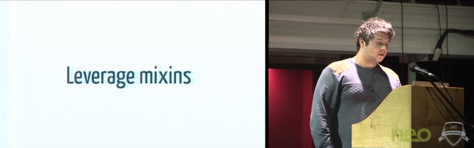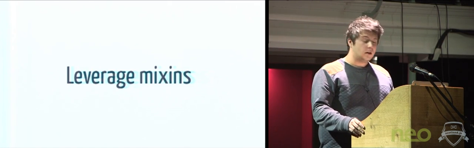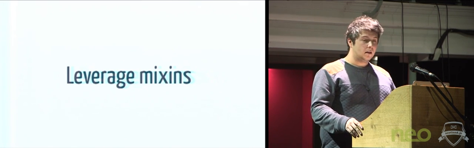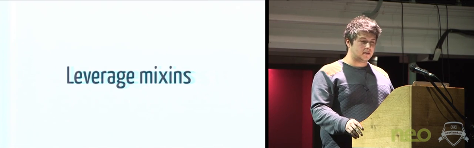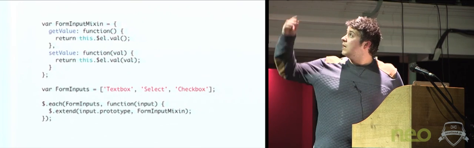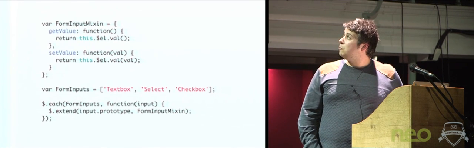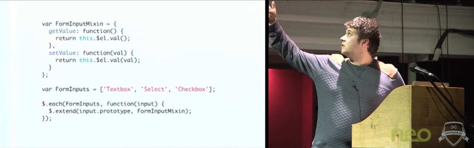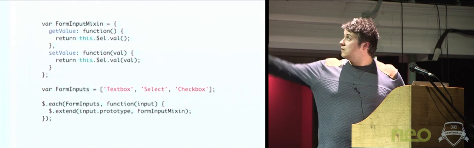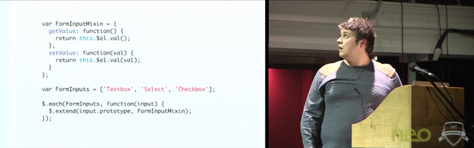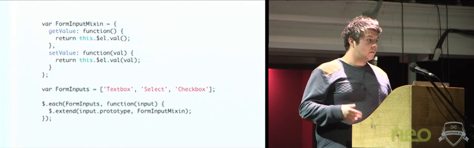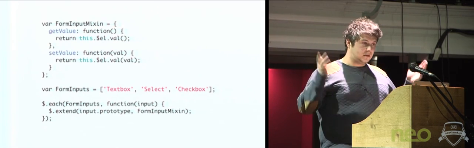Leverage mixins. Mixins are something that are really popular in the Ruby community, and are basically ways of mixing properties and methods into a class so that class gets behavior. And it's great for ensuring all the APIs are consistent. So here's a really quick and dirty way of achieving that. Here we've got a mixin for form inputs, and what we're doing is augmenting text box, select, and checkbox with those two methods, and it makes it really, really easy to mix in using jQuery's extend functionality. And then when someone creates an instance of text box or select or checkbox, they automatically get methods like .getValue or .setValue, right?